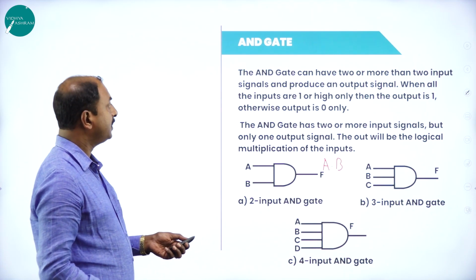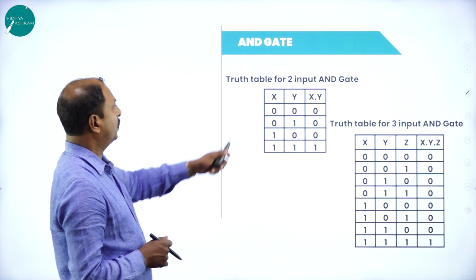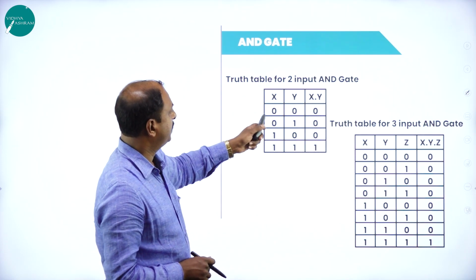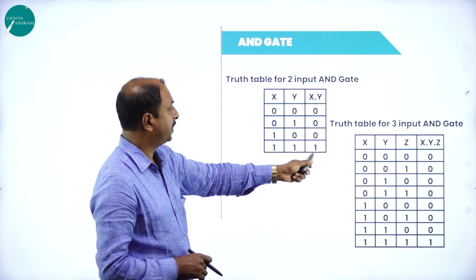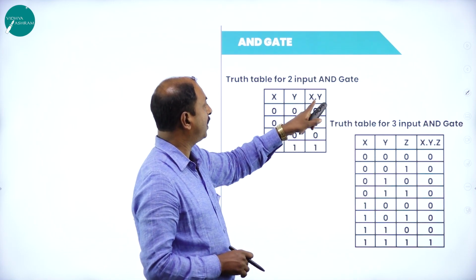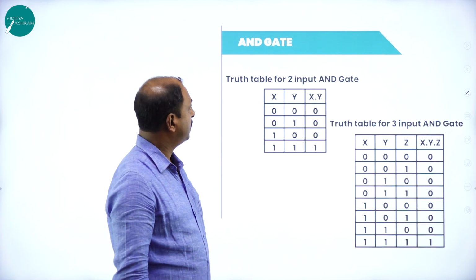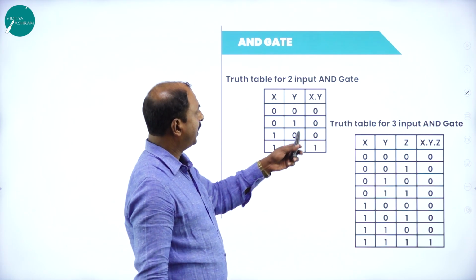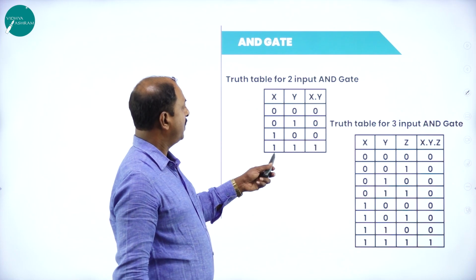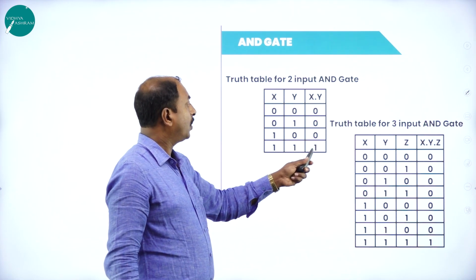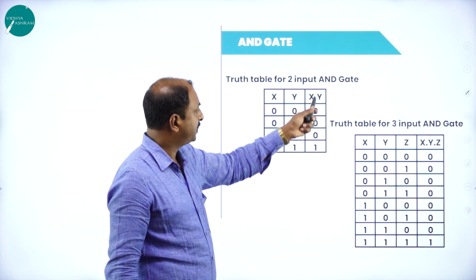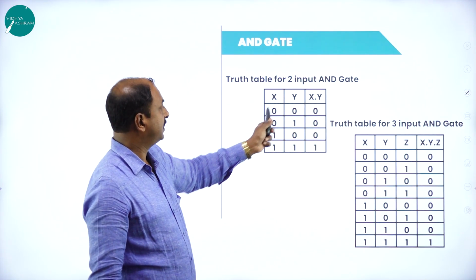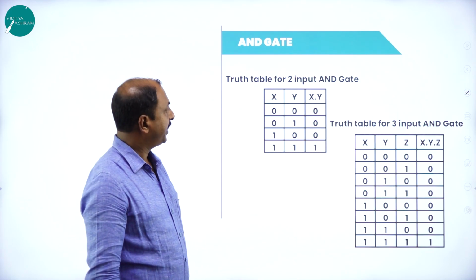Now let us see the truth table for this. 2 variables, there are 4 different combinations, 0 0, and look at the output here. Here, x dot y, dot stands for logical multiplication or AND operation. As per the definition, if both the inputs are high, output is high, otherwise 0. That definition holds good here. Accordingly, this is the truth table for AND gate.